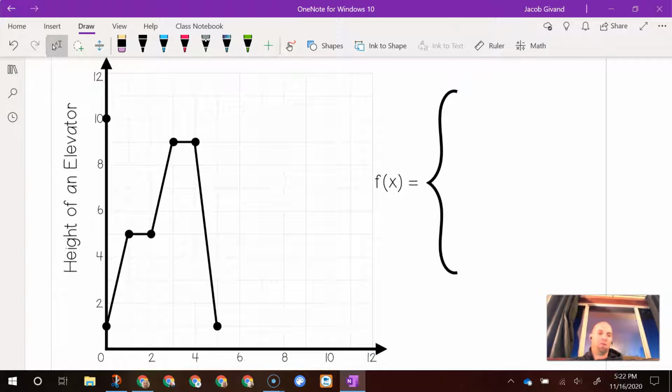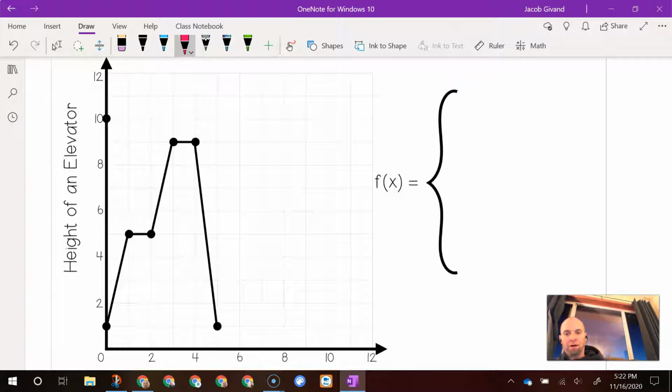The first thing I always like to think about when I'm doing these is, for this piecewise function, I want to think of two things. I want to think about what's the domain of this function. In other words, what x values does it cover? This one covers from 0 all the way to 5. So the domain of this function is 0 to 5. So this is defined, everything from x is 0 all the way to 5.